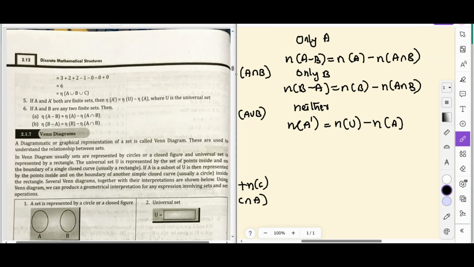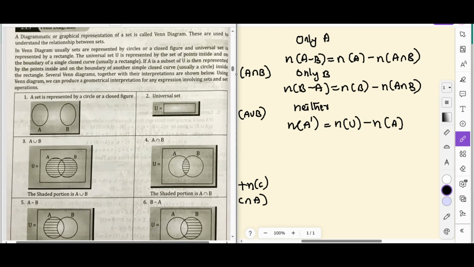So then, moving to the next one, we have the Venn diagram. A Venn diagram is represented as I've shown you. To represent the sets, we'll be using circles, and a rectangular box is always there. The universal set will be a rectangular box. Then A union B will be shading both the circles.